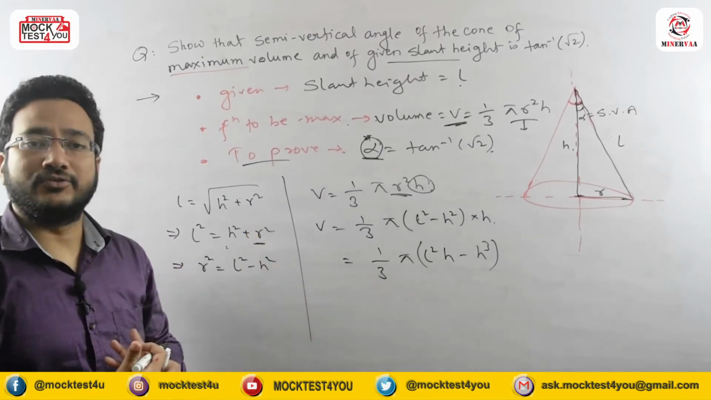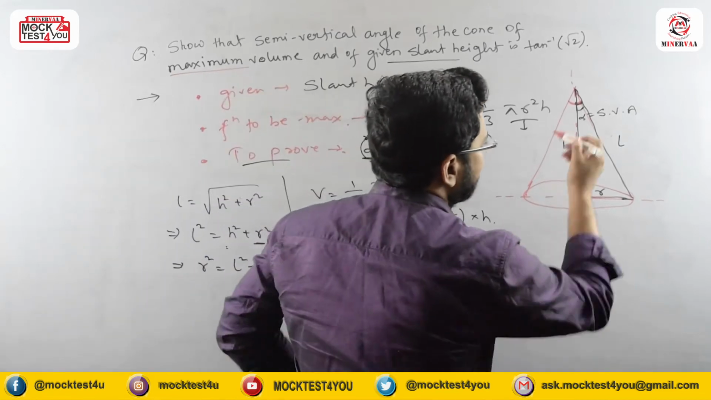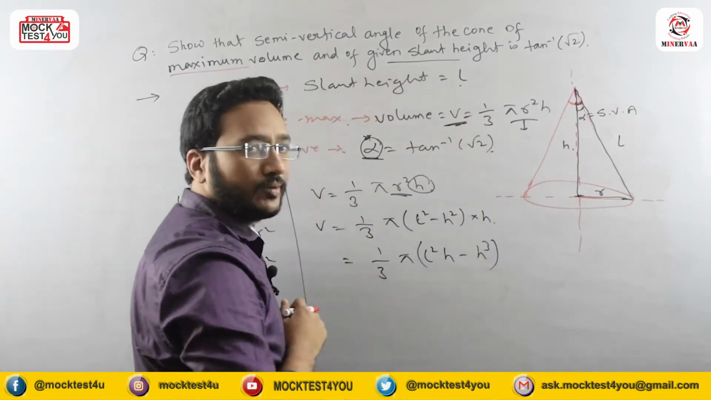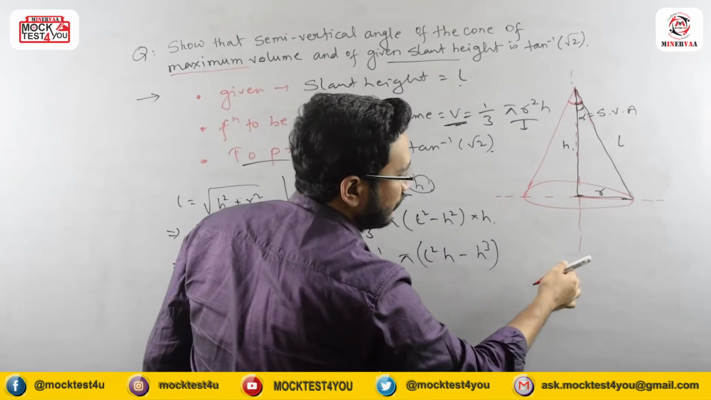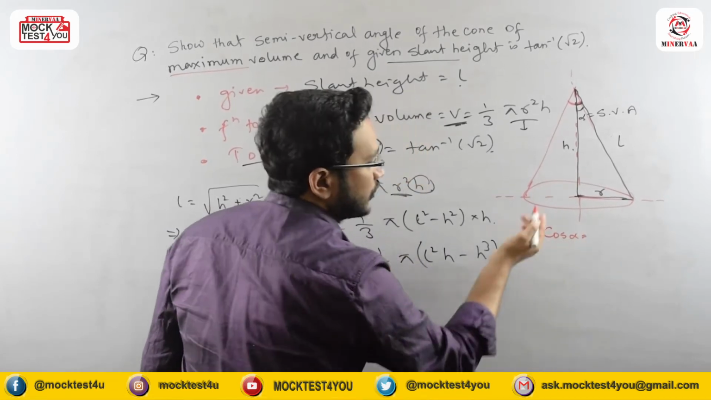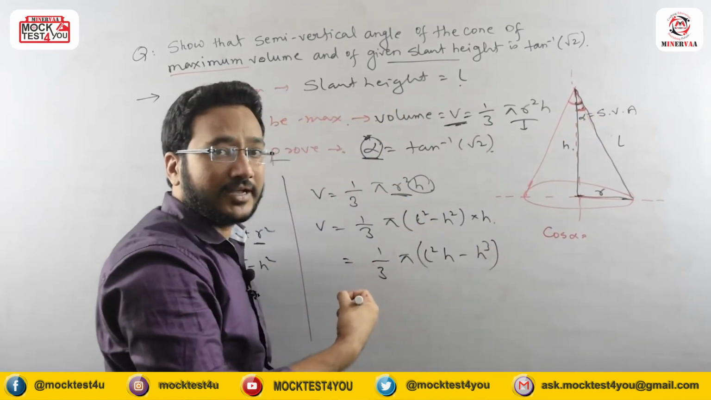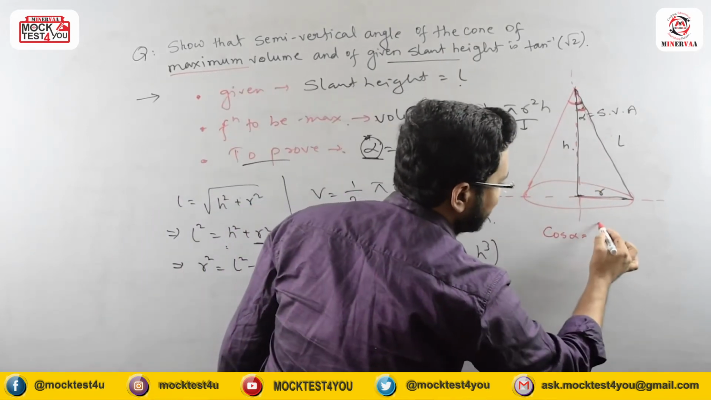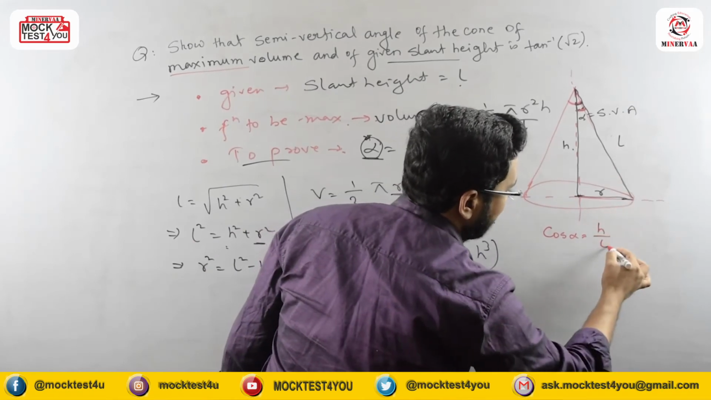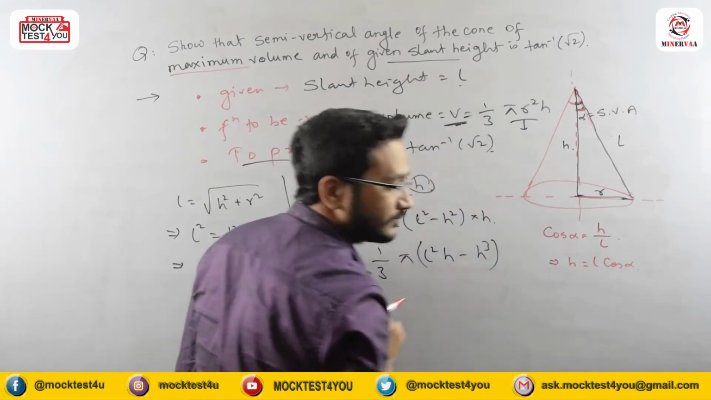Okay. Now how are we going to convert it? Let's see from the figure. If you can see, this is our right angle triangle being formed. If you are finding the value of cos alpha from here, cos alpha means base by hypotenuse. Our base is h, hypotenuse is L. So h is equal to L cos alpha, we got.